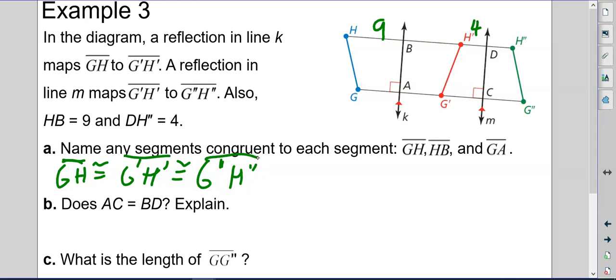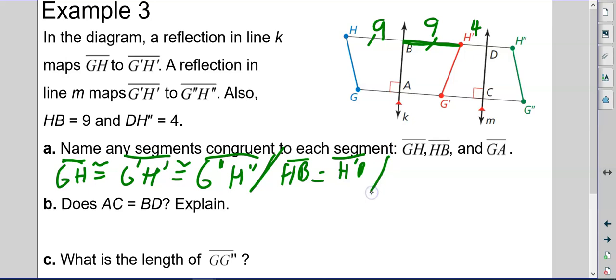All right, HB. HB is this piece right here. Since H folded over line K, that means this is going to be equivalent to that. So this is also going to be 9. So that is congruent to H prime B. So HB is congruent to H single prime B.